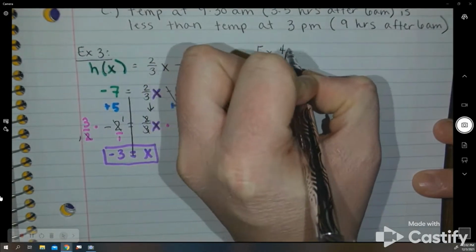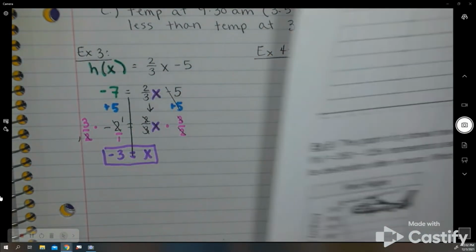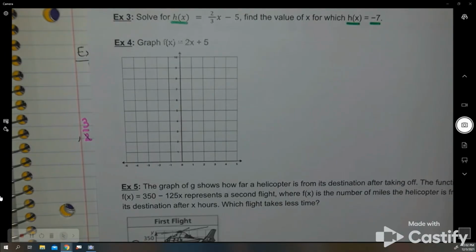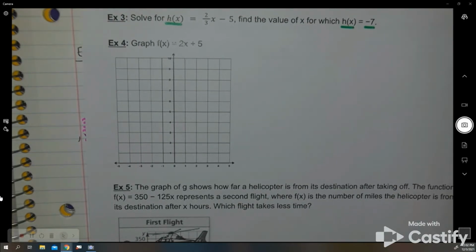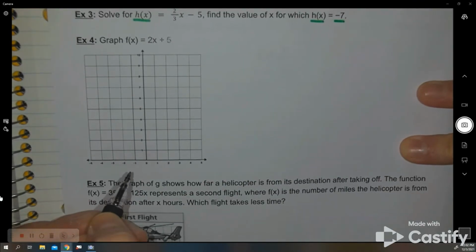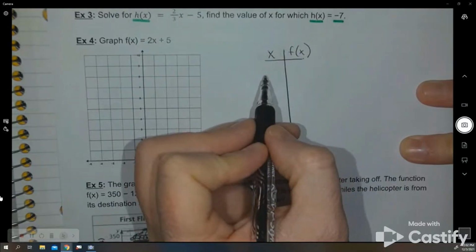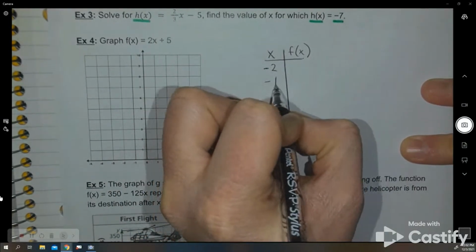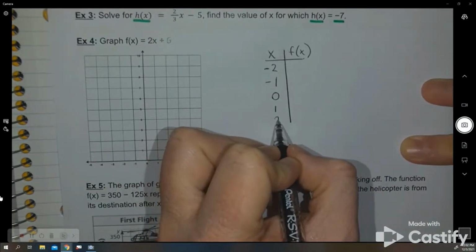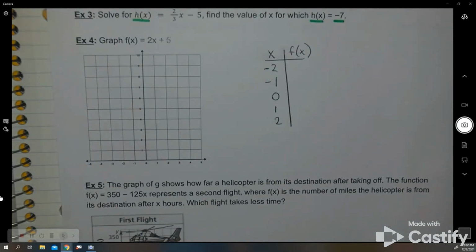For example 4, it says, graph the function of x equals 2x plus 5. So what we have to do for this is we have to make a little table and figure out some points. So I'm going to suggest that, let's make our table right here. We're going to choose, I like to choose a few negatives, so I'll do -2, -1, 0, 1, and 2. Now, depending on the graph that you're given, sometimes those aren't always going to work out, but these are kind of the go-to sometimes that work out.